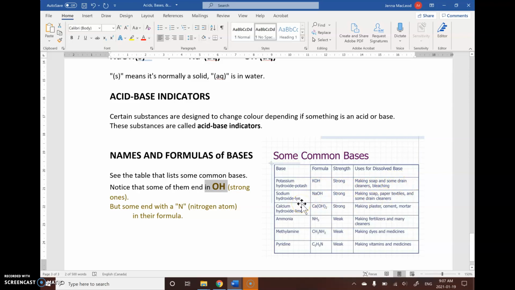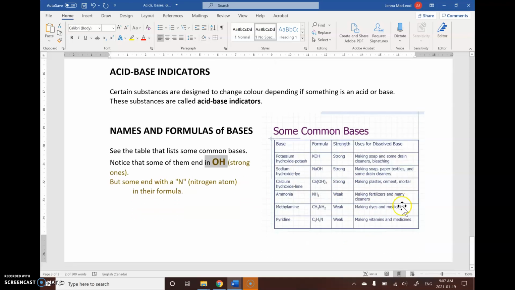For example, potassium hydroxide, we use that to make soap and some drain cleaners and bleaching. Sodium hydroxide, which is lye, is used in making soap, paper, textiles, some drain cleaners, etc. Calcium hydroxide is something that is in plaster, cement, and mortar.